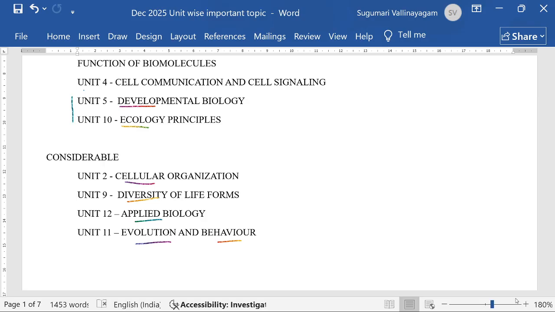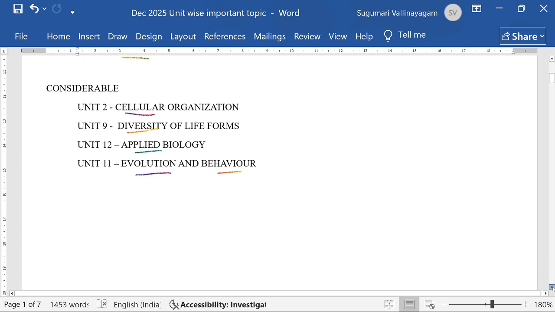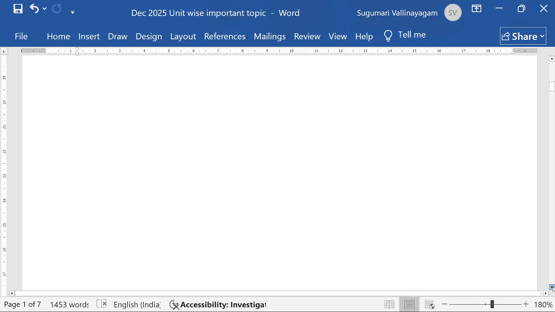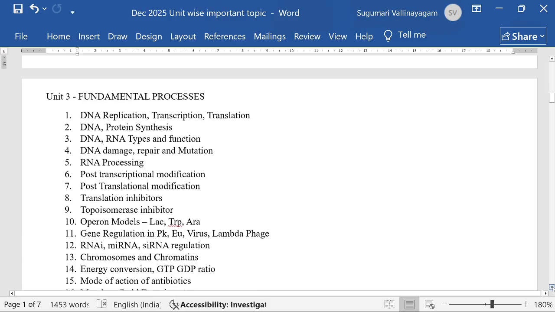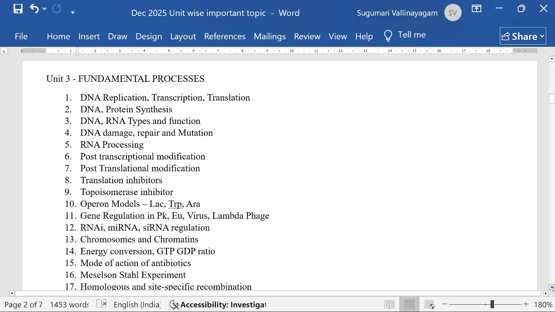Here I am listing out some topics which we want to focus on. In unit 3, fundamental processes, which is the most important unit in our syllabus: DNA replication, transcription, translation. In this central dogma, you should know the enzymes and their products, and based on that you can expect questions.